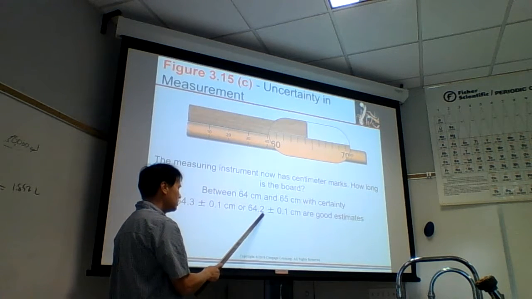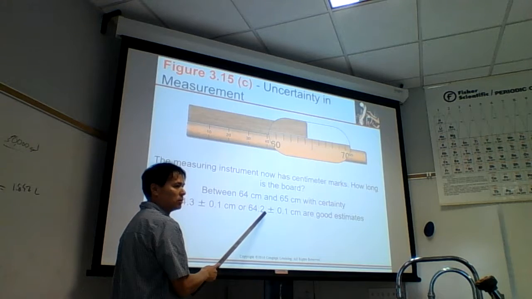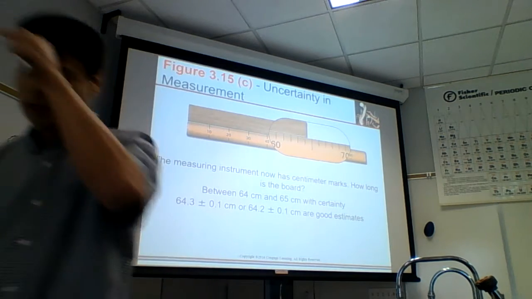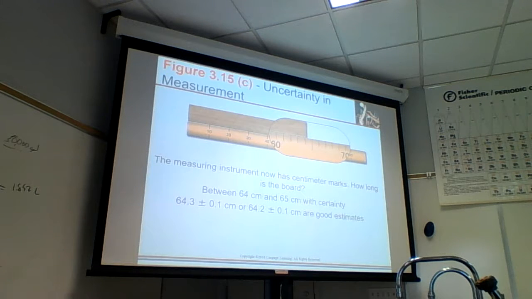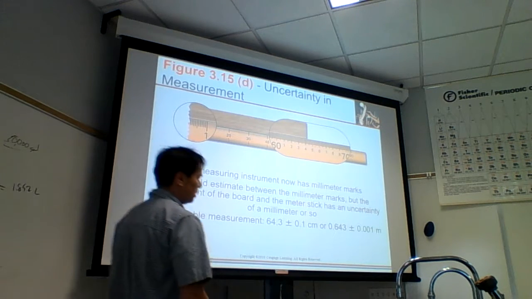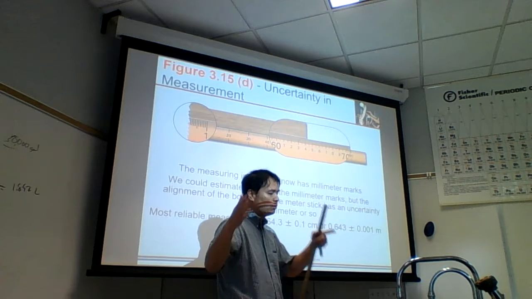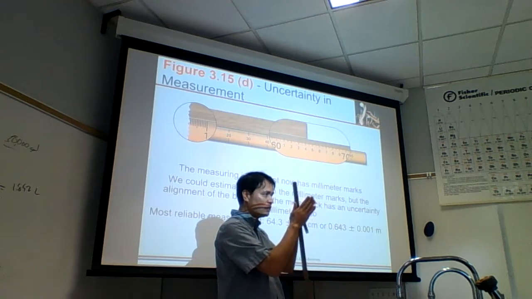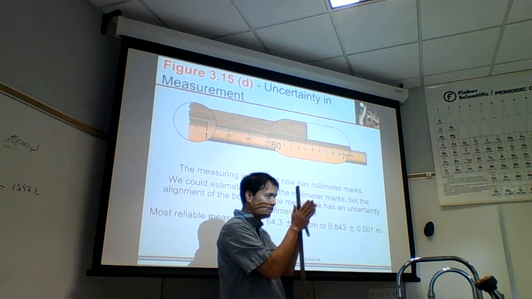The last digit is always the guess digit or the estimated digit. And so we're only allowed one guess. We cannot have multiple guesses. And so this is 64.2. So that's the difference. Now look at this one. This is much more precise. And so what we're doing is we're going from low precision to high precision. High precision means that the range of uncertainty is very tight, very small.